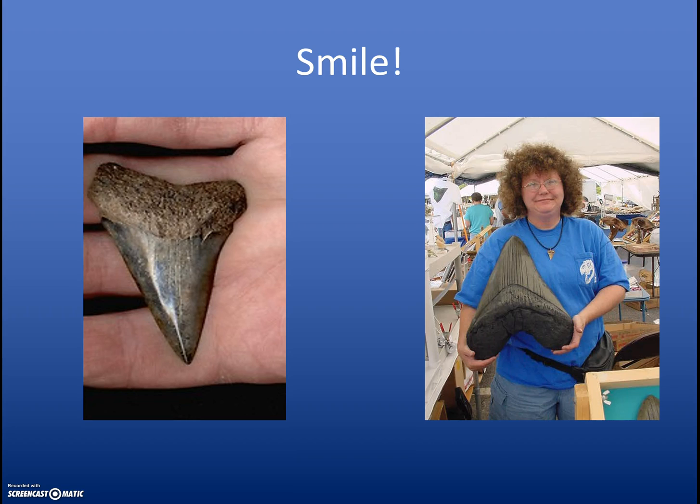What we have here on the left is a tooth of the great white shark, and on the right is a tooth of the megalodon. As you can see, both are fairly large, but the megalodon's tooth is many times larger than the tooth of the great white shark.